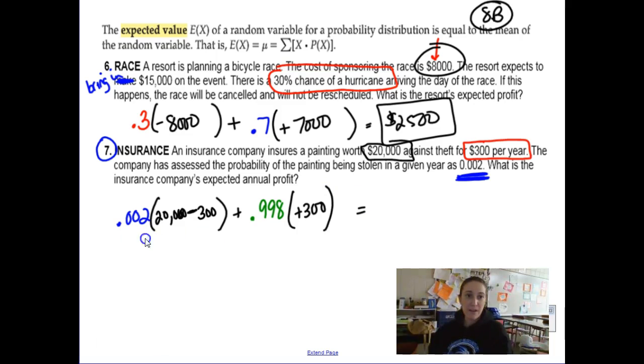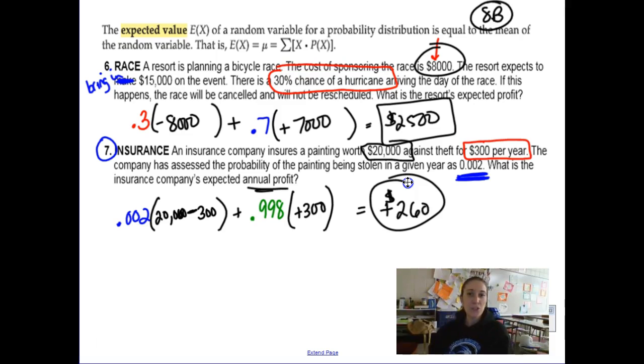So if I do the math here and type this all into my calculator, I get positive $260. So according to the insurance company, they're going to make a profit of $260 off of these anti-theft insurance policies. So that's how insurance companies make their money.